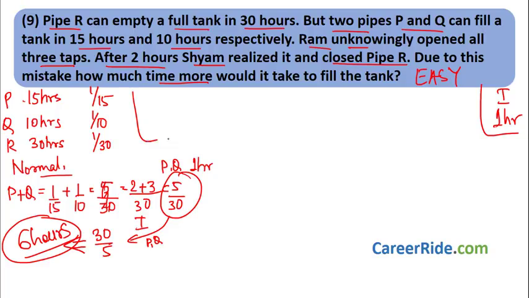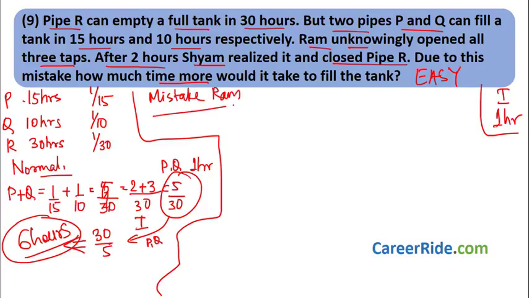Now let us see our abnormal condition where Ram makes a mistake. What mistake has been made by Ram? He opened P, Q and R simultaneously. Now over here P and Q fill the tank, R is emptying the tank, so we cannot have plus over here, we should have minus.